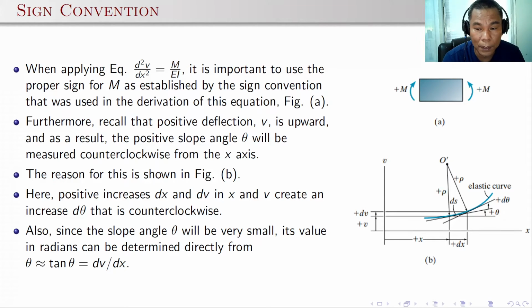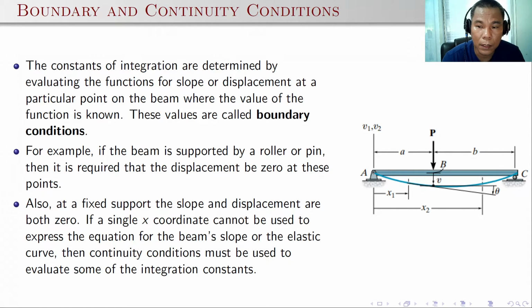The constants of integration are determined by evaluating the functions for slope or displacement at a particular point on the beam where the value of the function is known. Normally that is located at the supports or at the regions where the slope is zero. And of course, we call these values the boundary conditions.